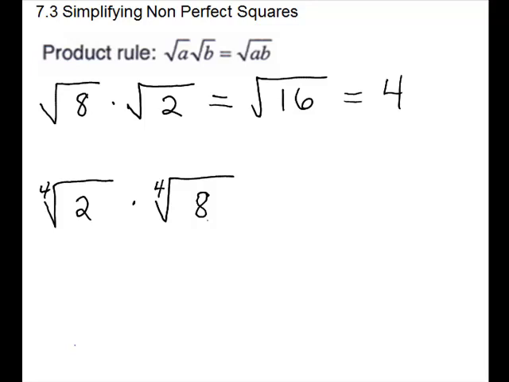The next one is fourth roots. You can also use the rule for those. You will just need to keep the index, and they do have to be the same. So this will give us a fourth root of 2 times 8, which is 16. And you might remember this is a perfect fourth power. 2 to the fourth is 16. So the fourth root of 16 is 2.